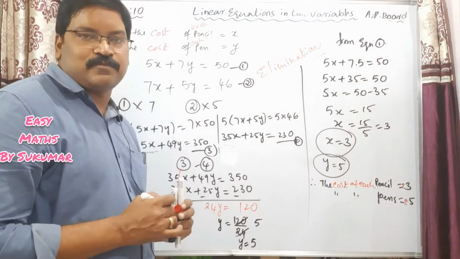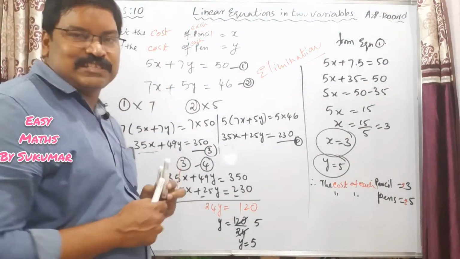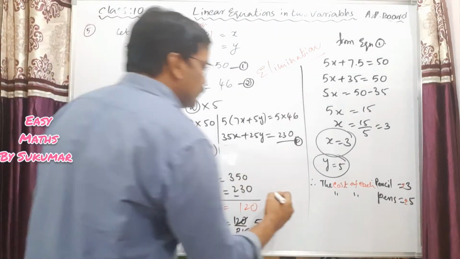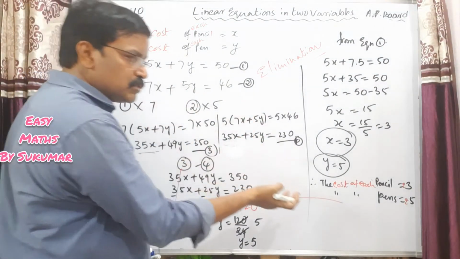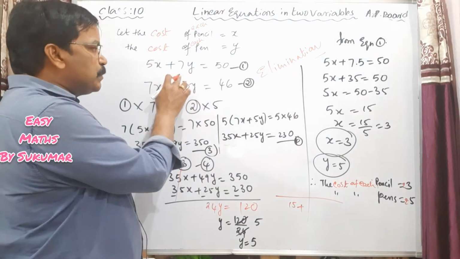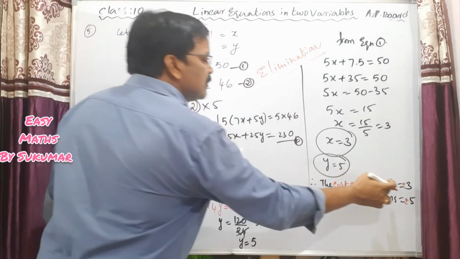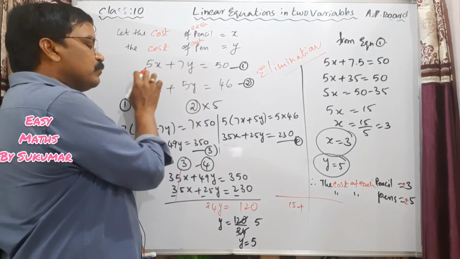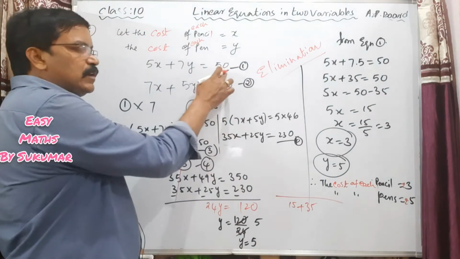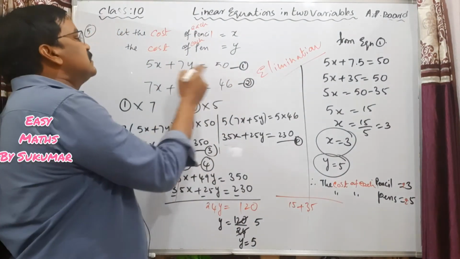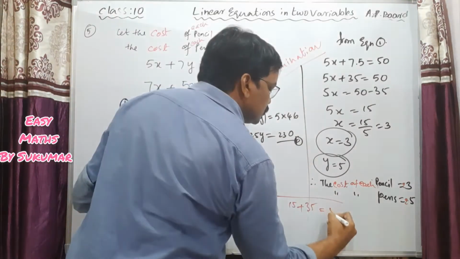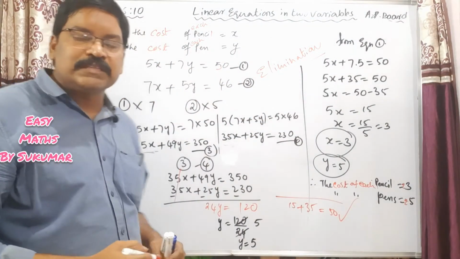Okay, let us verify now. See here, according to the first equation, that's 5x plus 7y is equals to 50. Okay, let us do verification. 5 into, what is the cost of each pencil? 3 rupees, that means 5 3s are 15. What is the cost of each pen? That is 5 rupees. So 5 into 3 is 15, 7 into 5 is 35. So 15 plus 35 is 50 rupees. That means 5 pencils and 7 pens cost 50 rupees. So it is verified. Hence it is verified.